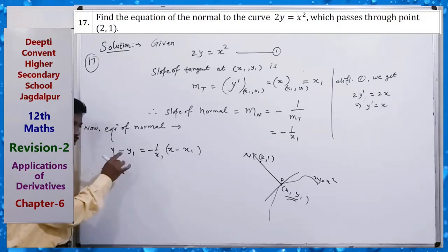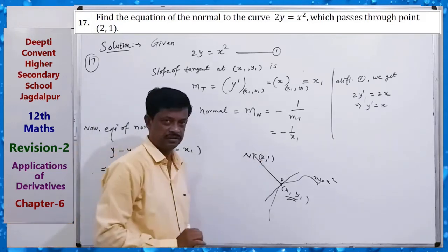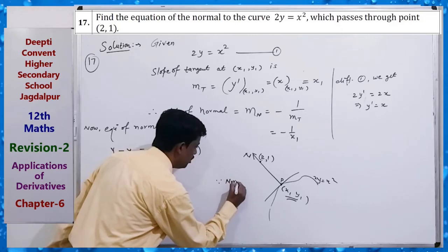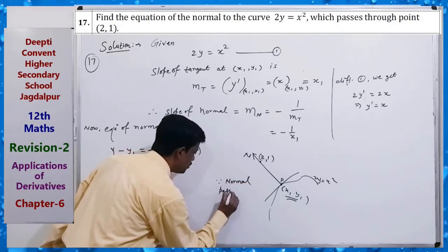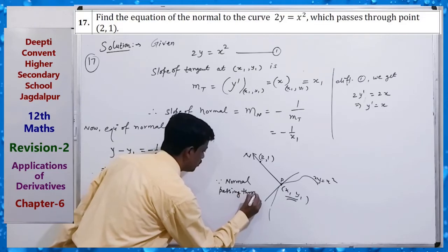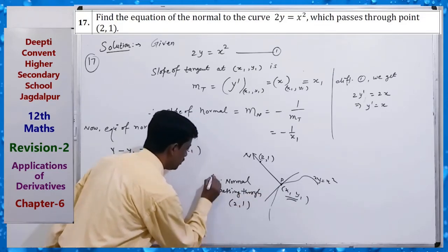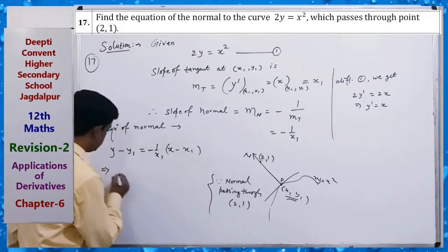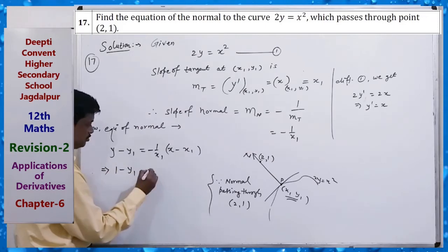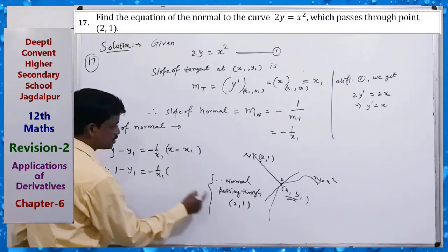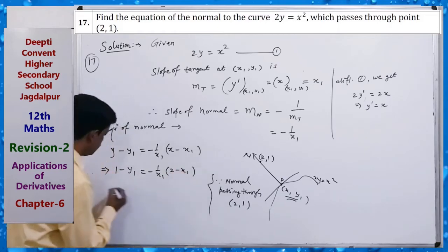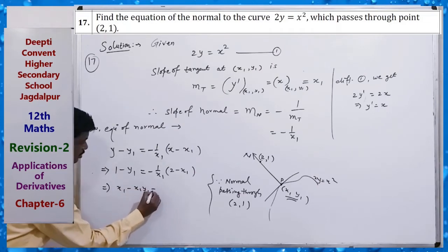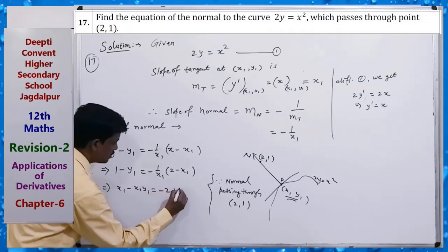Here this normal is also passing through the point (2, 1). Since the normal passes through (2, 1), here in place of y, 1 minus y1 equals to minus 1 upon x1 in place of x, 2 minus x1. Now solve it: x1 minus x1 y1 equals to minus 2 plus x1.